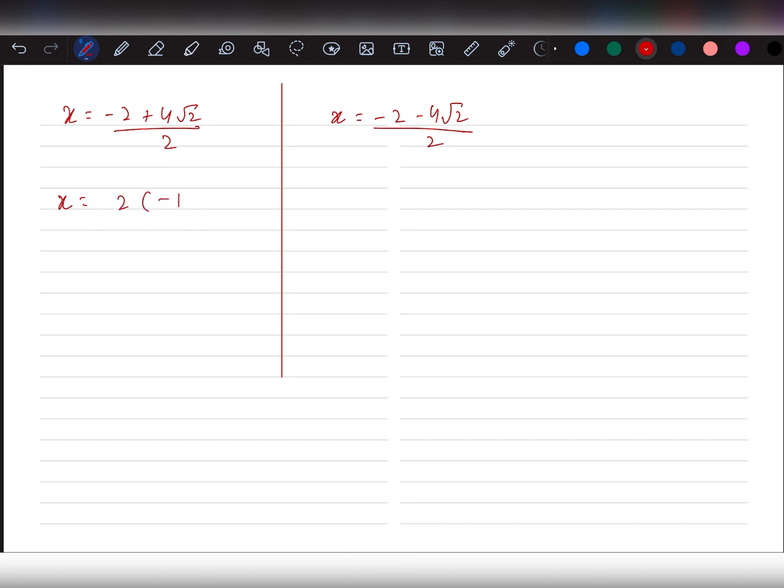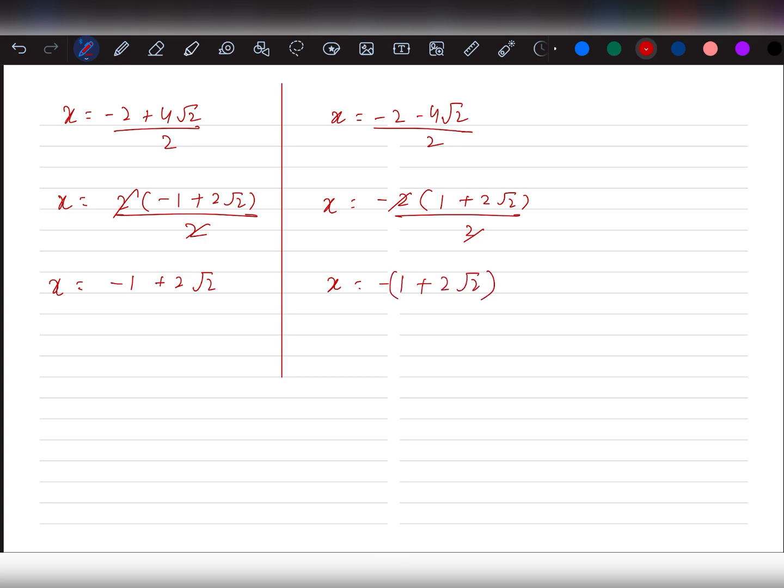Now we can take 2 common from the top. So here we have 2 times (negative 1 plus 2 root 2) divided by 2, and from here we can take out negative 2 common, so we have negative 2 times (1 plus 2 root 2) divided by 2. We can cancel out the 2s, and now we have x equals negative 1 plus 2 root 2, and x equals negative 1 minus 2 root 2. So these are the two values of x.